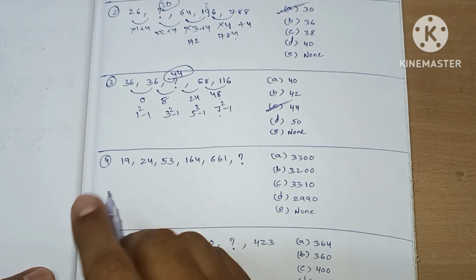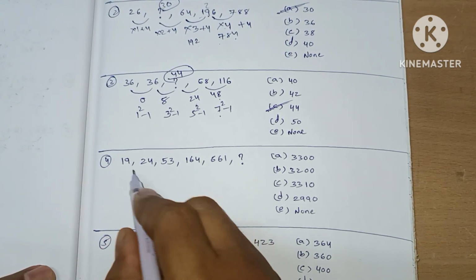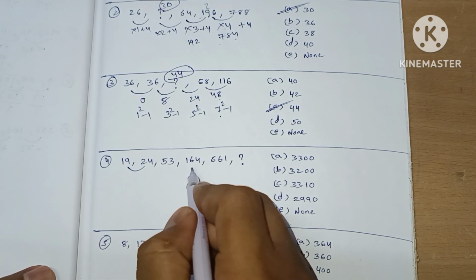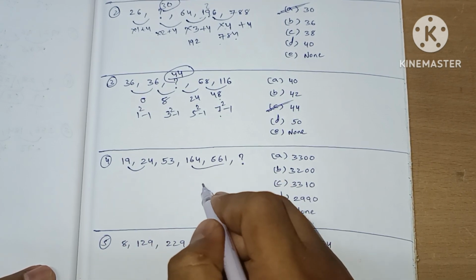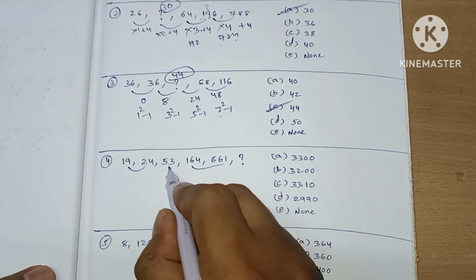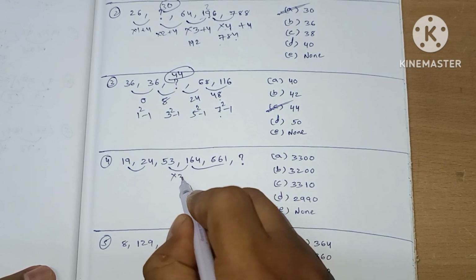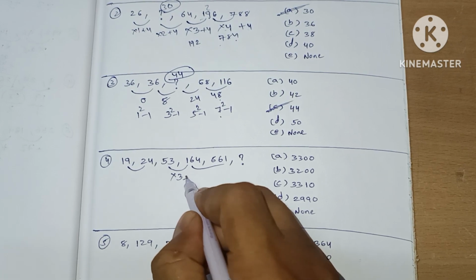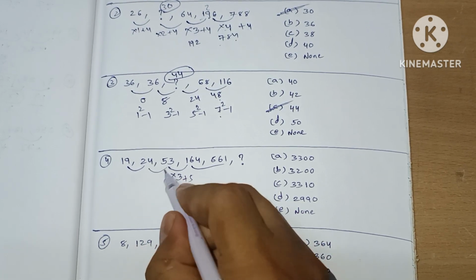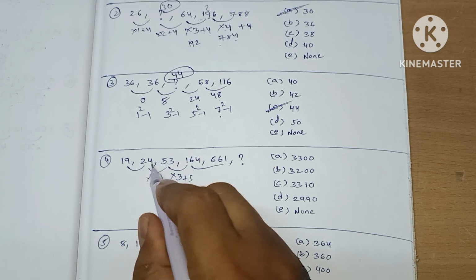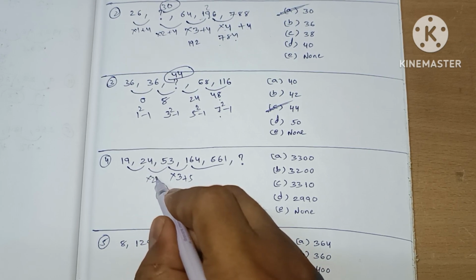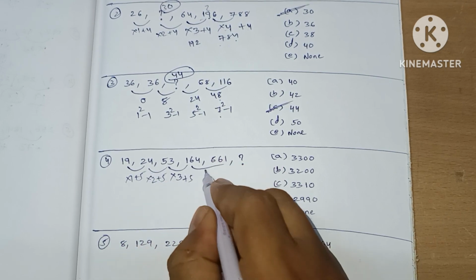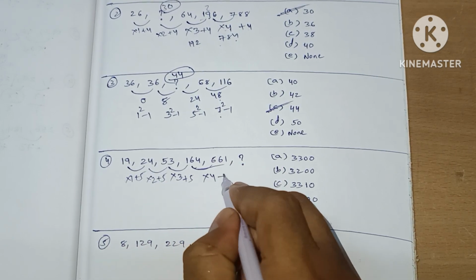Here the numbers are varying. Let's check. This becomes nearly 3 times 159. 159 plus 5. Here 24 2 times will be 48 plus 5. So this is into 1 plus 5. So it must be into 4 plus 5.